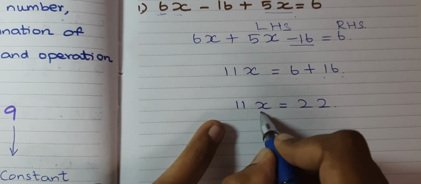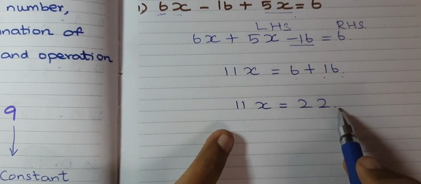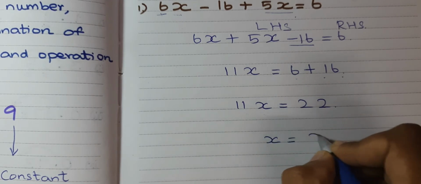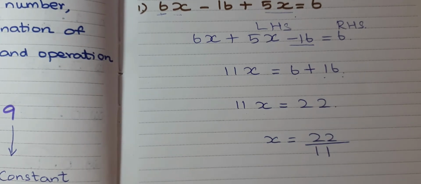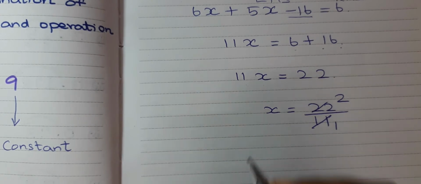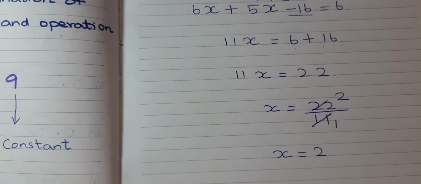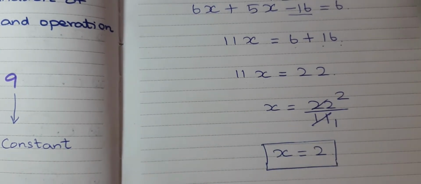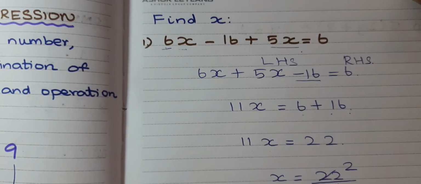On the LHS side, 11x means 11 into x. It is in multiplication. If it goes to the RHS side, it will become division. So keep x as it is; 22 divided by 11. 1 11 is 11, 2 11s are 22. So the value of x is x equal to 2. This is the way to find x from the algebraic expression.